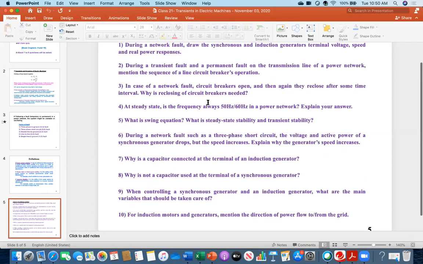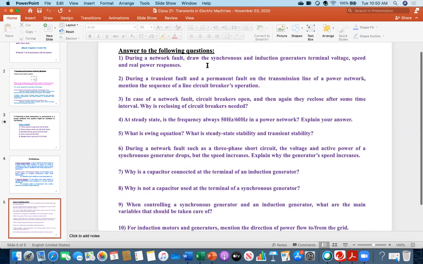But here I am saying draw. So this means you have to draw the terminal voltage versus time, speed versus time, and real power versus time. That I drew on that whiteboard. So everybody, could you follow what I am saying? I was telling you to draw those curves, terminal voltage, speed, and the real power.